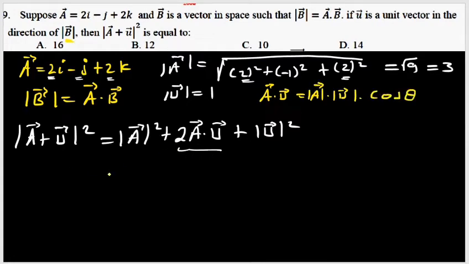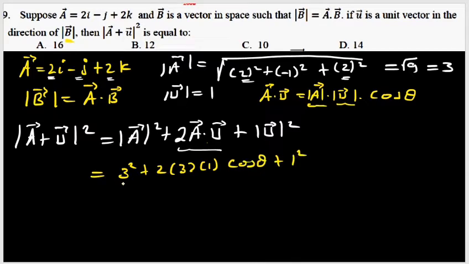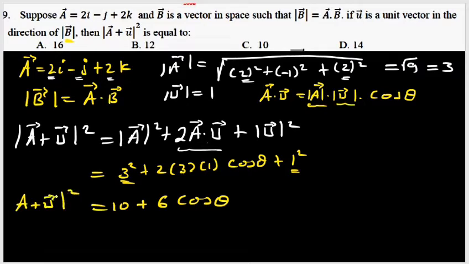So let us substitute everything now. Magnitude of A is 3 square plus 2 times A dot U, which is 3 times 1 times cosine theta, plus 1 square. 3 square is 9 and 1 square is 1. 9 plus 1 will be 10, plus 2 times 3 will be 6 times cosine of theta. Let's go on to find the cosine theta.